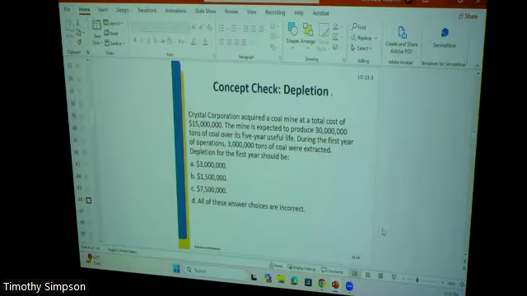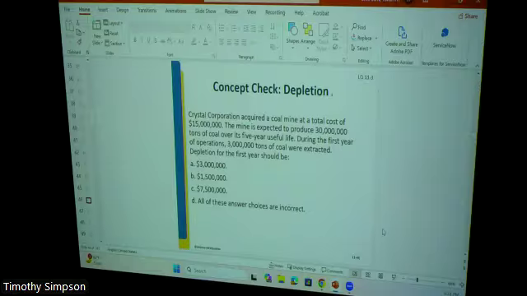So, one example: Crystal Corp acquired a coal mine at a total cost of $15 million. The mine is expected to produce 30 million tons of coal over its 5-year useful life. During the first year, 3 million tons of coal were extracted. So depletion for the first year should be, well, this is pretty straightforward, really.